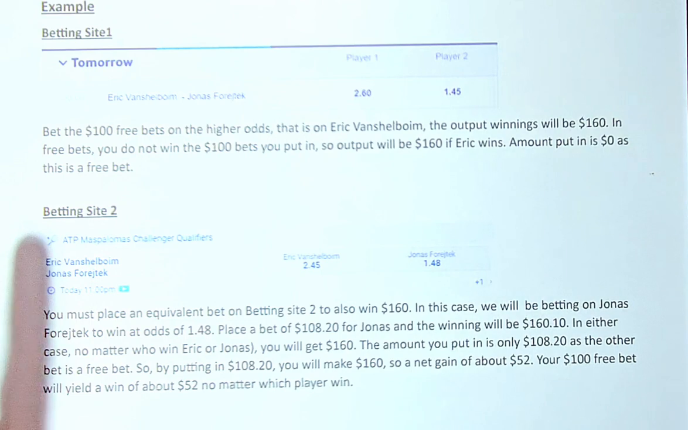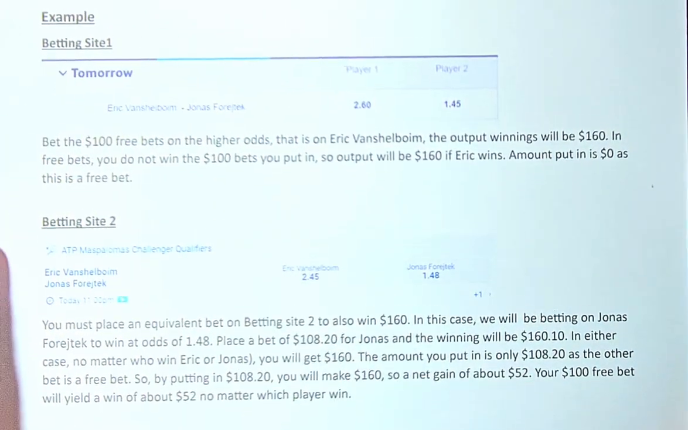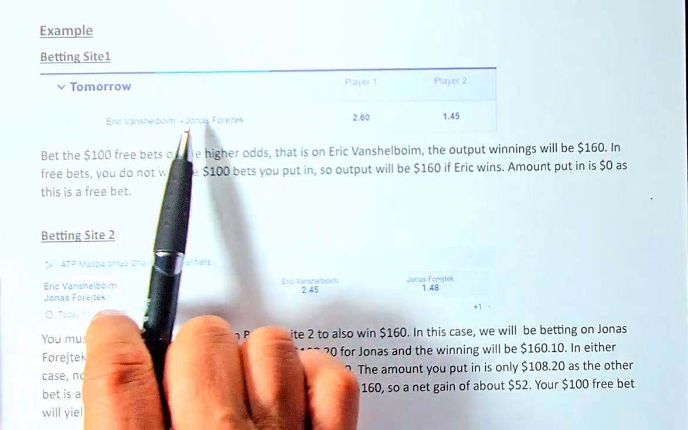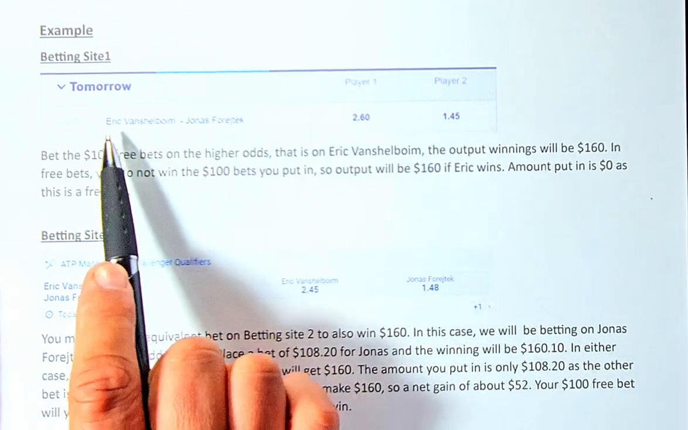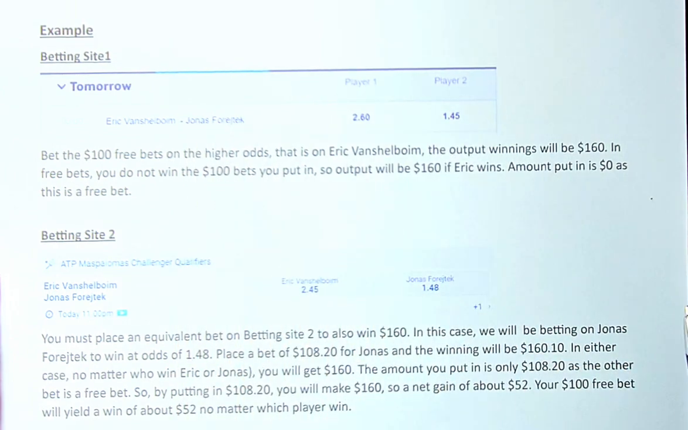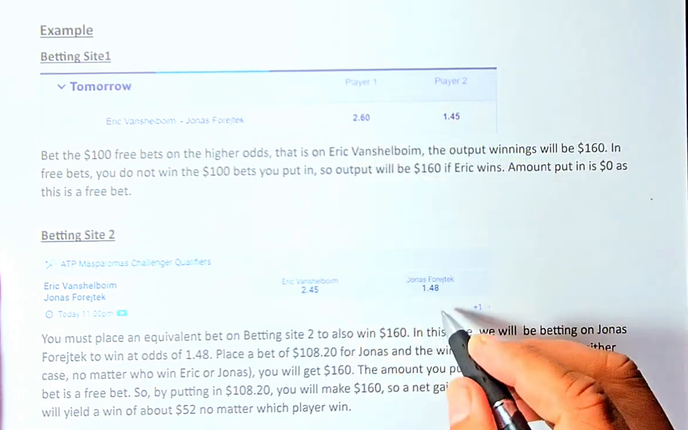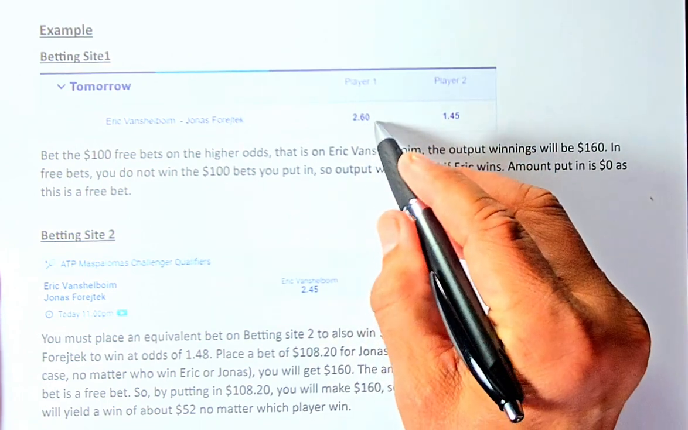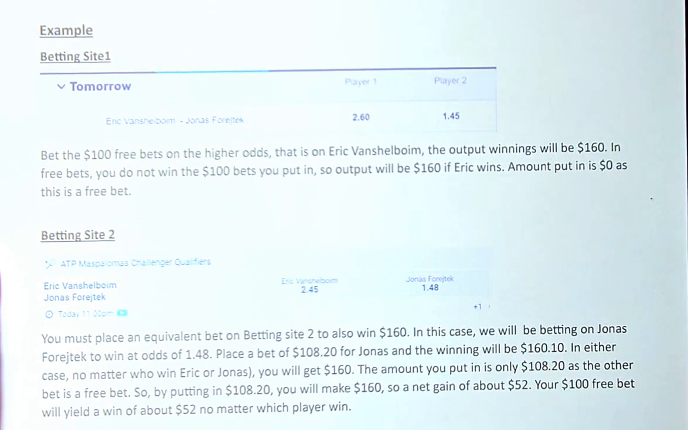Okay, so now we have two sites here, betting site 1 and betting site 2. We are going to watch a tennis game, for example, Eric versus Jonas. Eric is player 1 and Jonas is player 2. If Eric wins, you get $2.60. If Jonas wins, you get $1.45. In the other betting site, Eric is $2.45 for a win and Jonas is $1.48. This is a good betting site where the amount is bigger at player 1, but the amount for player 2 is slightly bigger in betting site number 2.